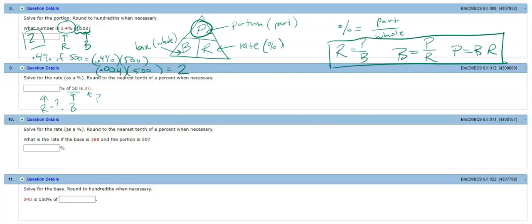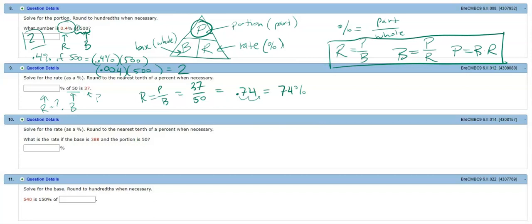And so when you're solving for rate, we had this formula that goes the rate is the portion over the base. And so that goes 37 over 50, which, of course, is 0.74. So we could say 74%, because we're just converting, of course, by moving the decimal 2 places to the right. And so we would end up with this one. And then we're going to have basically an identical question for number 10.